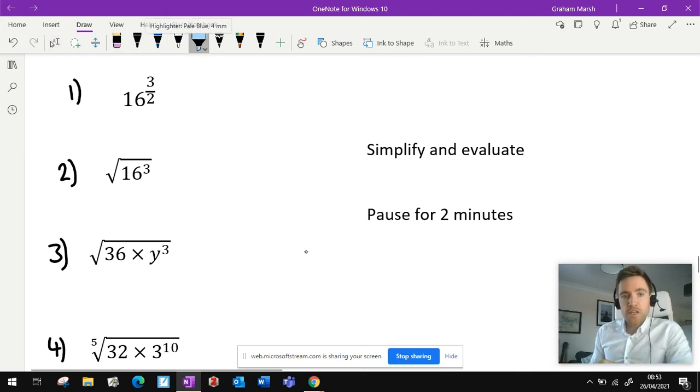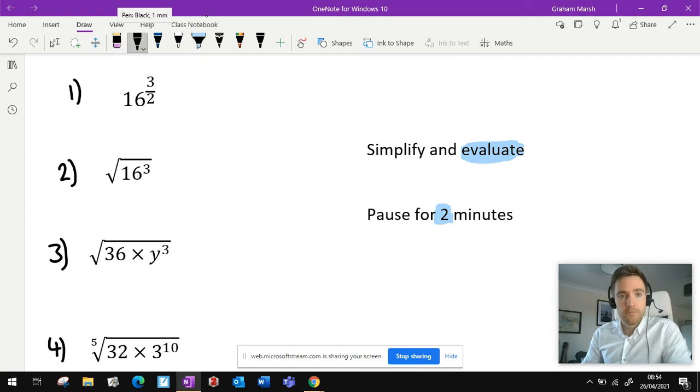Can you, for each of these, simplify and perhaps evaluate, which just means work out the value, work out what it's equal to? And remember, you have to do these without a calculator. So please pause the video for a couple of minutes and then unpause it, and I'll show you the answers.